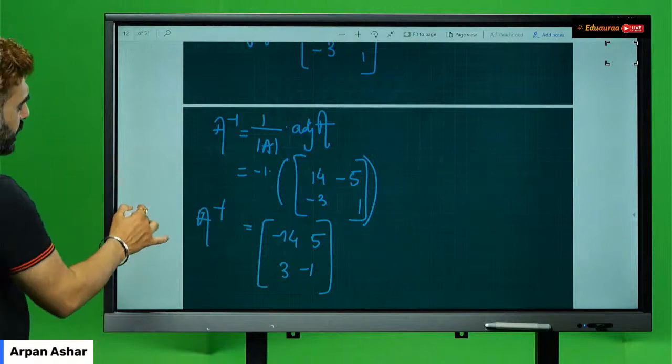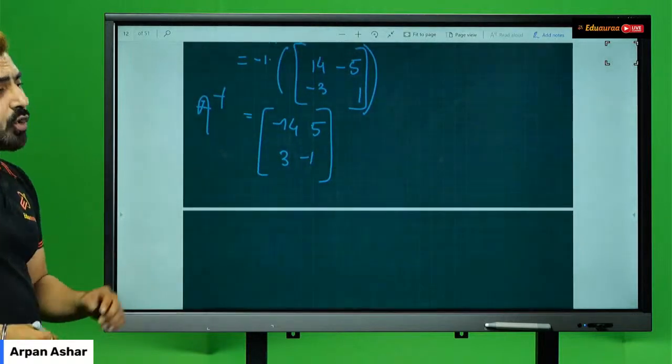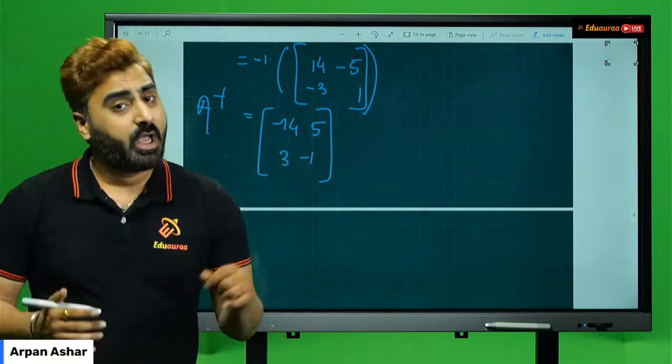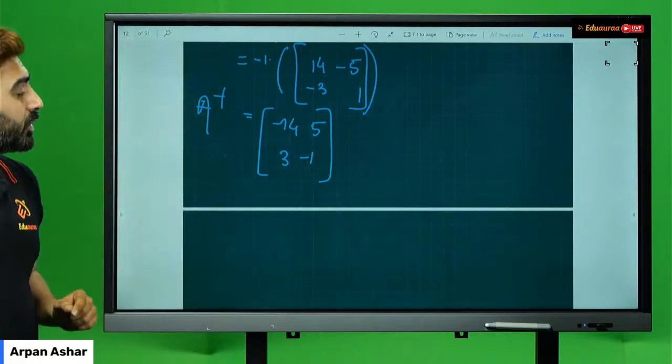Now students, this is how we find inverse of a matrix. I hope it is clear. I hope it is easy. Yes. So now let's move on to the next part.